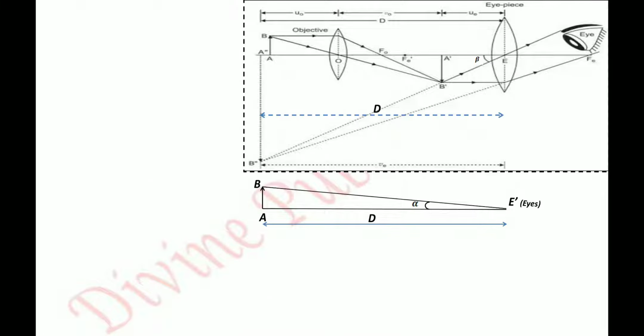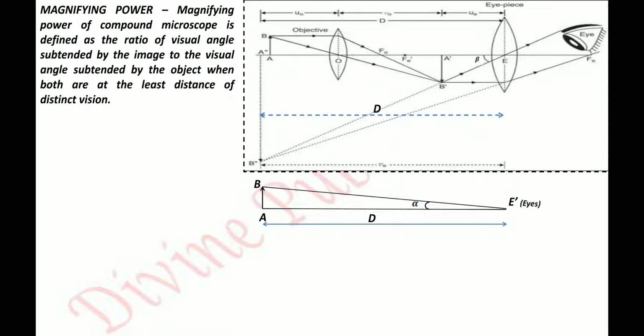So now let us define magnifying power. How will we define the magnifying power here? The magnifying power is defined as the ratio of the visual angle subtended by the image, which is here in the ray diagram, beta, the visual angle subtended by the image at the eye, to the visual angle subtended by the object. I have made a separate ray diagram for that. That is your alpha, when both are at the least distance of distinct vision, when both are at a distance of capital D from the eye.